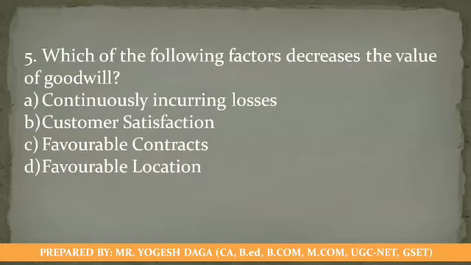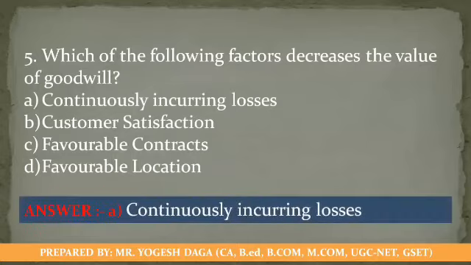Next question: which of the following factors decrease the value of goodwill? A option, continually increasing losses. B, customer satisfaction. C, favorable contracts. And D, favorable location. So which is the correct option? You are required to choose. Here the question is asking which factor decreases the value of goodwill. So yes students, you have made your answer and the correct answer for this is the A option, that is continuously incurring losses. If the business is having losses on a continuous basis, then it will always decrease the goodwill, the reputation of any type of business.